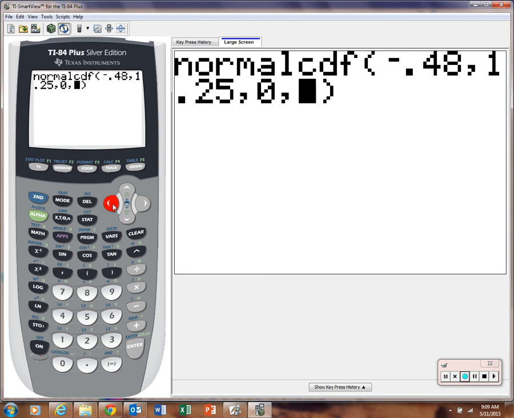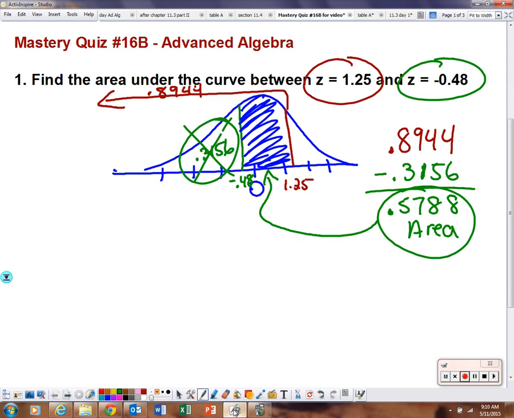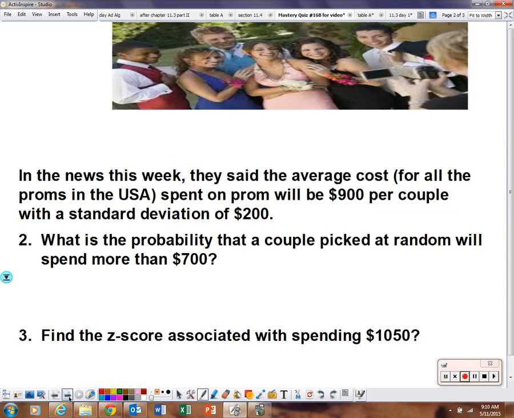calculator. So if you've got an older calculator, this is what you should see after you hit enter. You should see normal CDF, negative 0.48, comma 1.25. Hit enter, and voila, there it is, 0.5787. Okay, it might be a little bit different because of rounding, but 0.5787 will work. Okay, back to this. All right, next one.